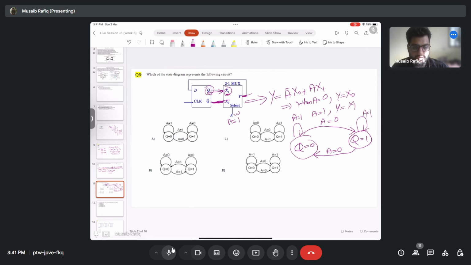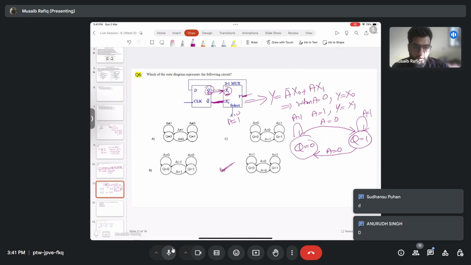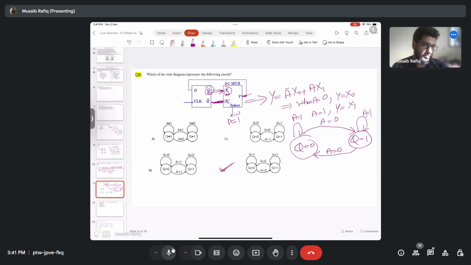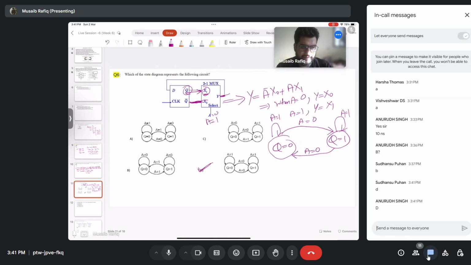So which option is this? Can anyone tell me? Correct. This is option D. I hope you got it right. Actually, this was not directly a question from this week's content, but I had taken it from your basic digital circuits course, that is being floated in the fall session. So I thought I'll just give a flavor of it as well. I hope it's clear, right?